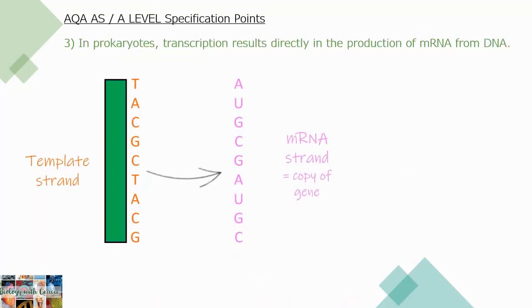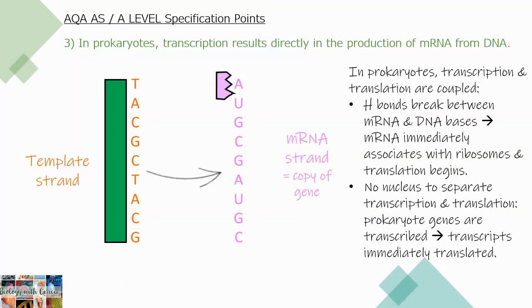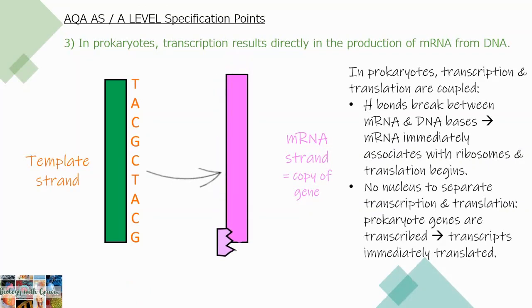So in prokaryotes, transcription and translation are actually coupled. Hydrogen bonds break between the mRNA and DNA bases, and the mRNA immediately associates with ribosomes and translation begins. Because there's no nucleus to separate transcription and translation, the prokaryotic genes are transcribed and transcripts are immediately translated.